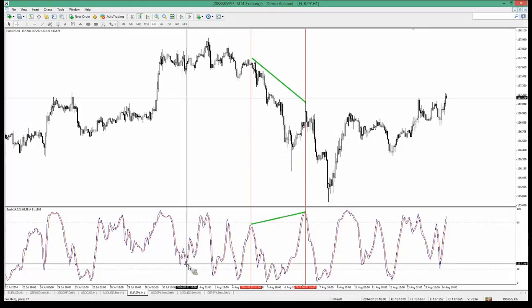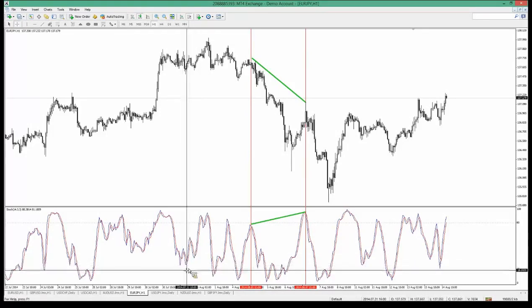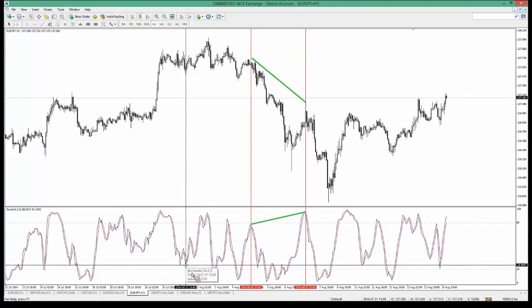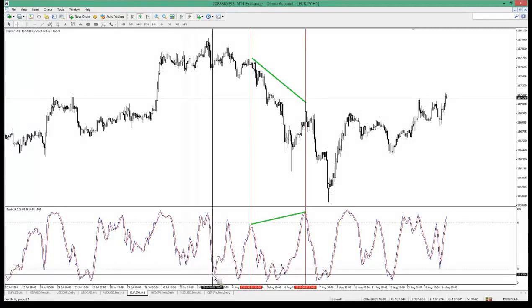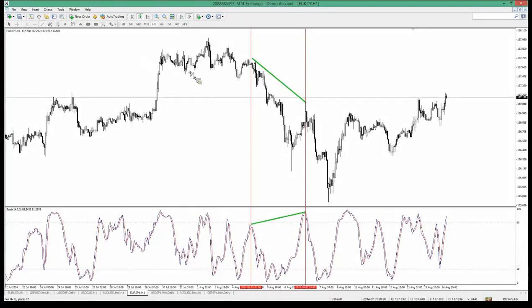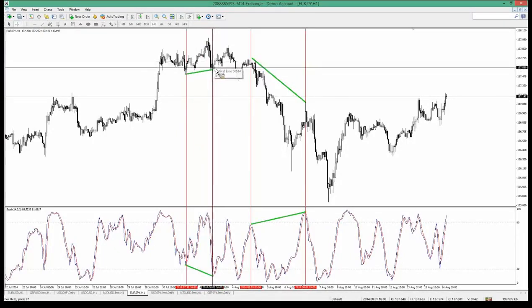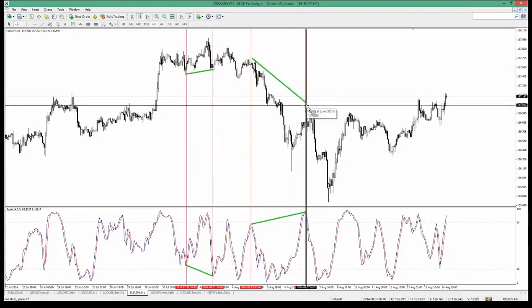The same down here. If we look at this area here, we've got reverse divergence, but on the bullish side. So between here and here, price is making a higher low, but the MACD is making a lower low. And you'll see what happens after that. We get a pop up. In this case, we get a nice collapse.